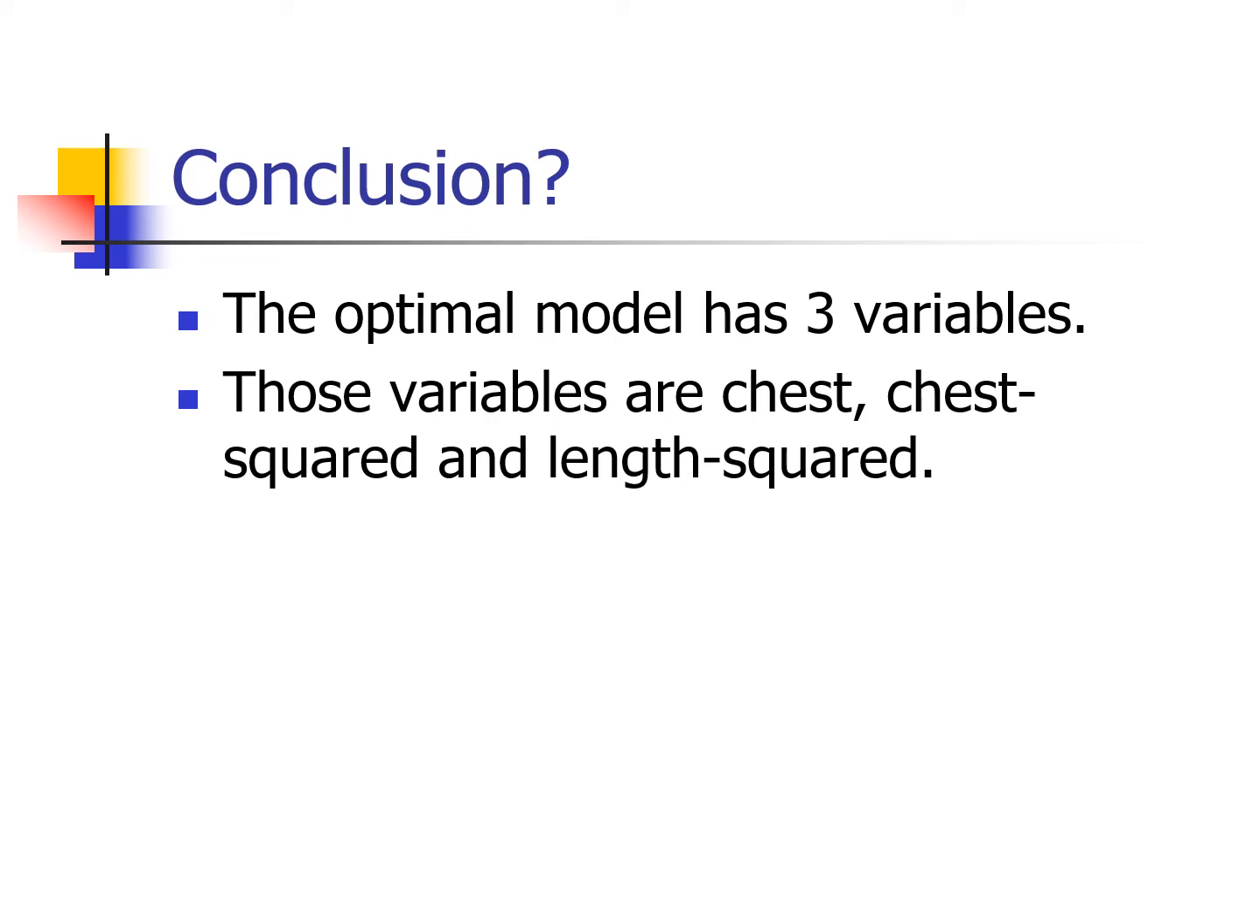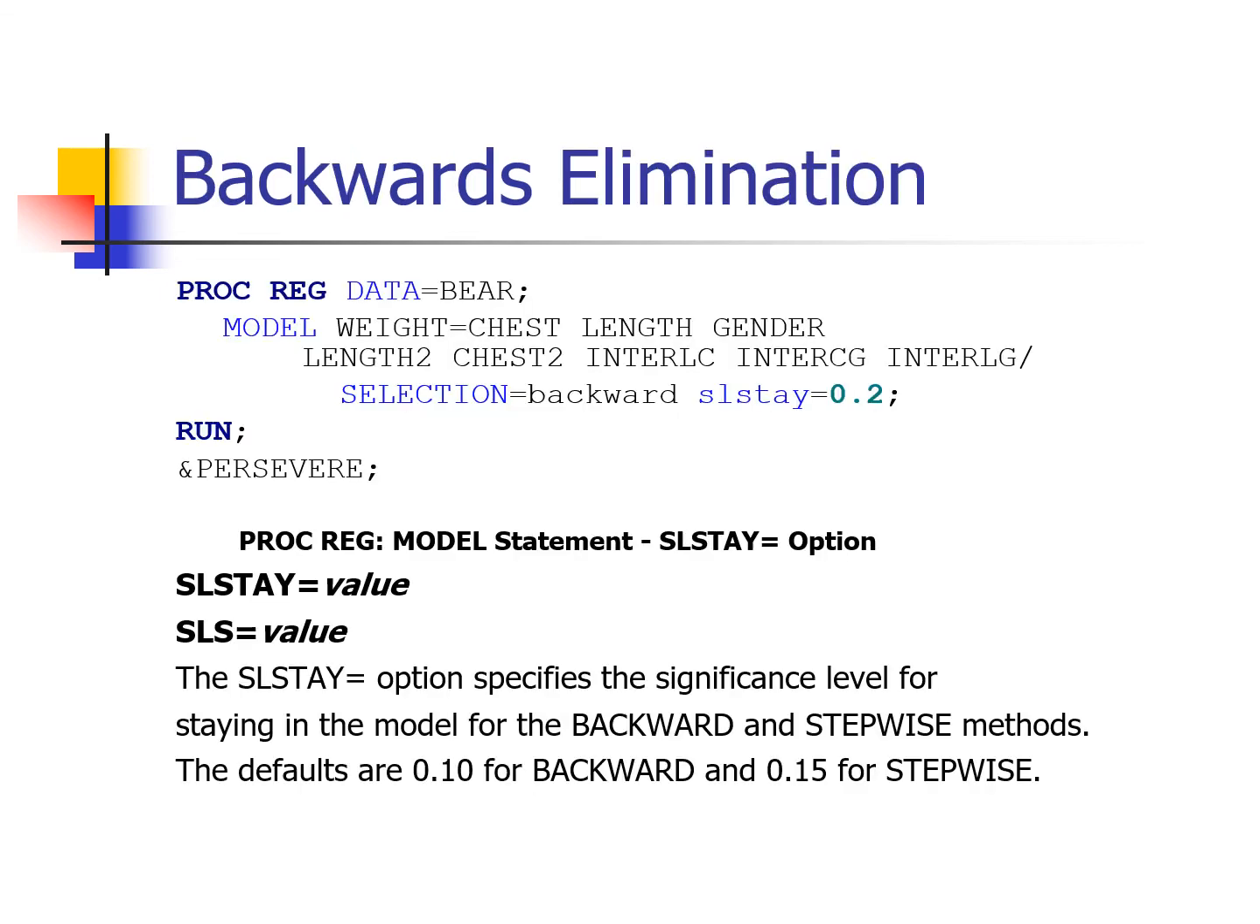So far, so good? Man, look at us go. All possible models, check. Forward approach, check. Backwards, here we come. So backwards elimination, same idea. We've got a model statement, we've got proc reg, we've got selection. Instead of selection equals forward, we're going to do selection equals backward.